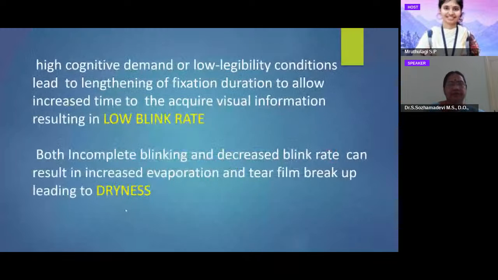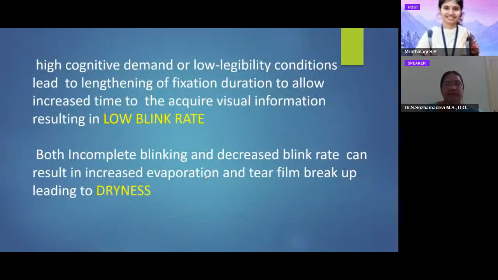This low blink rate is thought to be due to the high cognitive demand. That is, we need to understand what is written. So we tend to stare into the subject without blinking, because we don't want to leave any little thing that comes across. High cognitive demand and low legibility conditions lead to increased time to fix on that character or subject for our brain to acquire the visual information. That will result in a low blink rate.